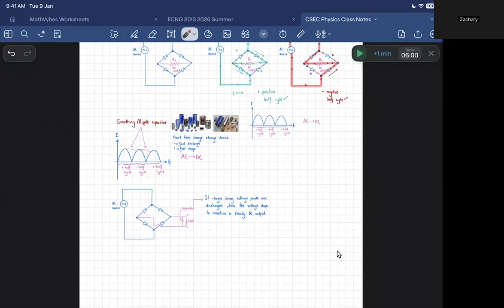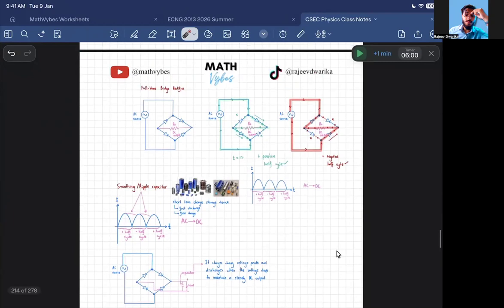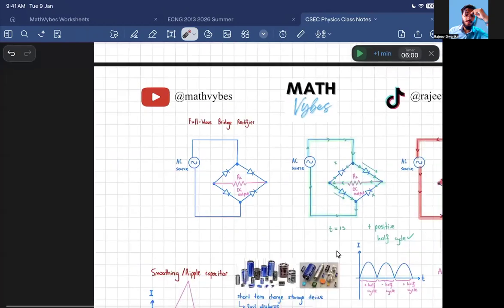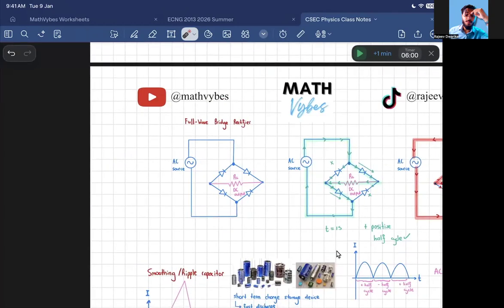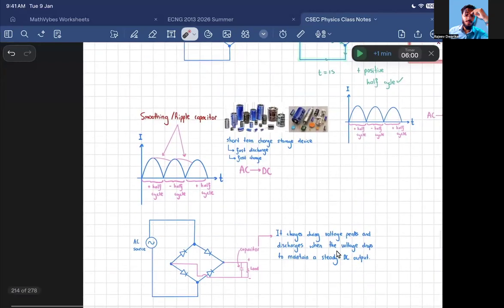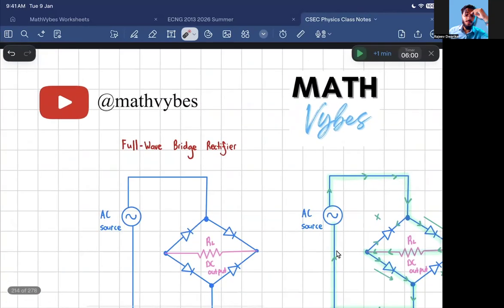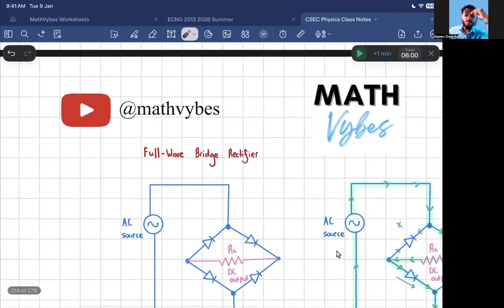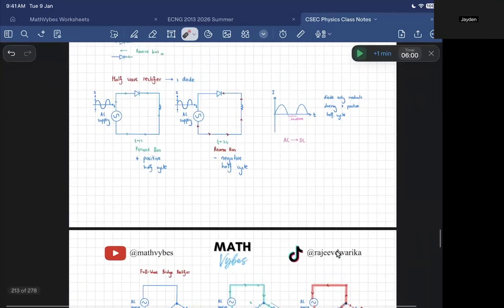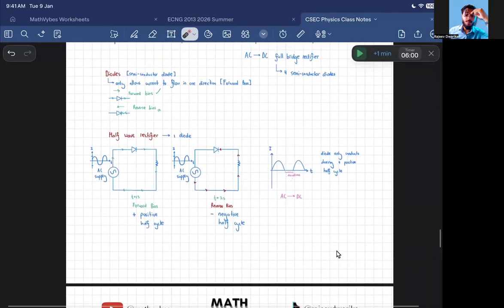Positive half cycle, and negative half cycle. Yes, sir. So the full wave rectifier is good because it conducts during the positive half cycle and the negative half cycle. So there are no gaps, right? No gaps. How many diodes does a full wave rectifier use? Four, right? A half wave rectifier only uses one.